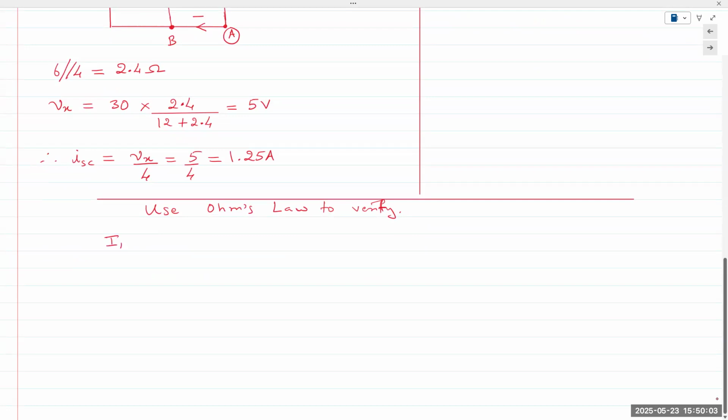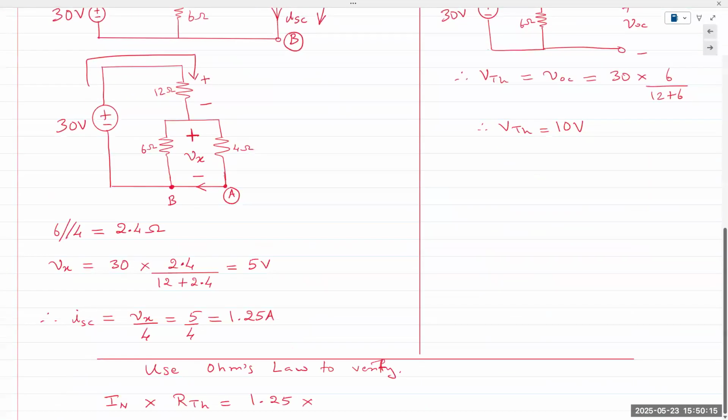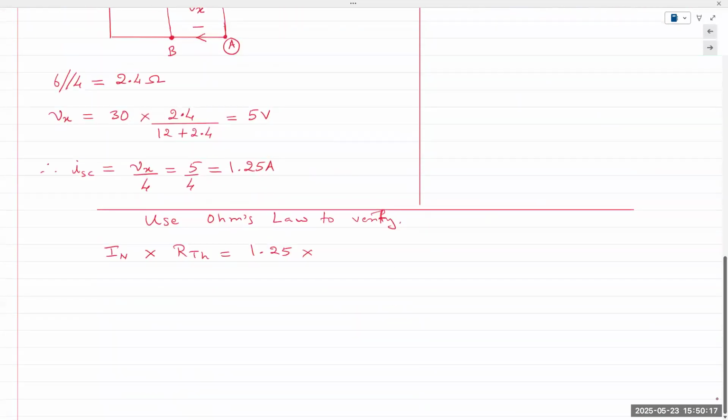IN times RTH. What is my RTH? Eight ohms. It gives me 10. And that's VTH. So verified.